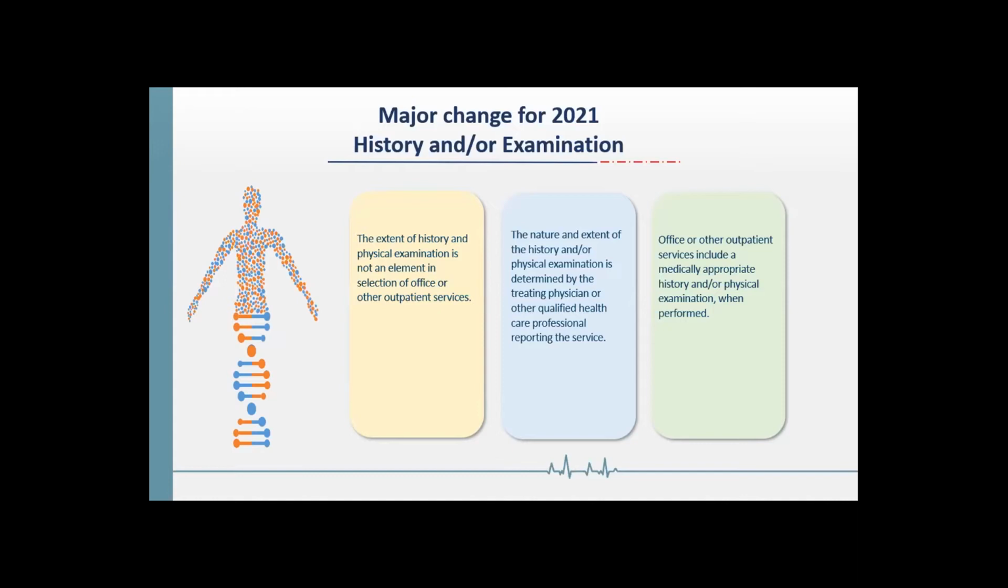So unlike year 2020, now the physician can make a decision of the extent of physical examination and history needs to be performed on the patient. So if the patient is coming in for an ankle sprain, it's no more required to do a comprehensive history or a comprehensive physical examination on the patient. Physicians can only do a problem pertinent history and a problem pertinent physical examination for the patient. Office or other outpatient services includes a medically appropriate history and or physical examination when performed.